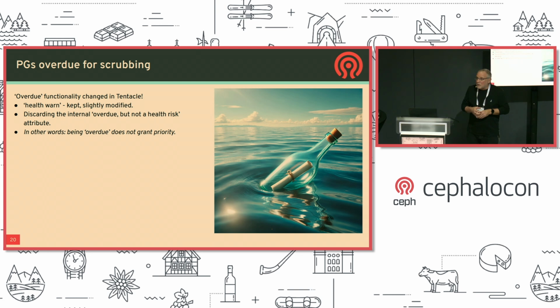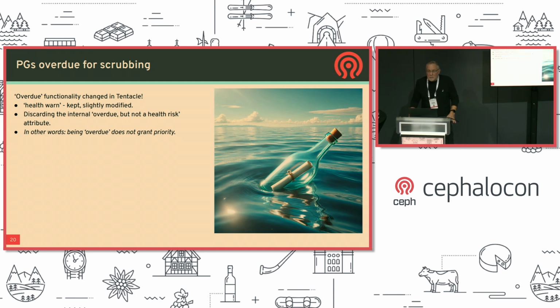For example, it was allowed to run when the CPU load was high, but it wasn't clear it was allowed to run in rush hour, in the forbidden hours. Now, this is removed. It served no good purpose. It was removed. And now the only thing that's left is the health warn. And being overdue does not grant priority by itself.